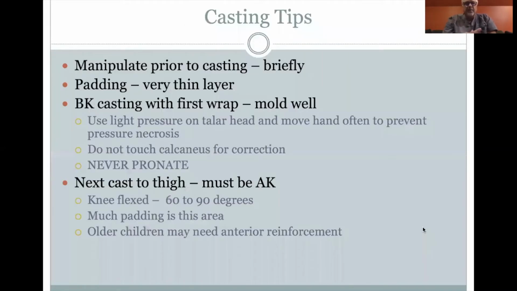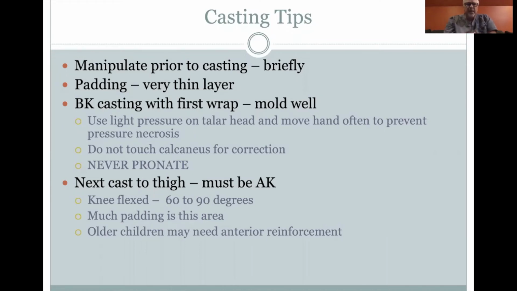Some casting tips: you want to manipulate prior to casting, just for a few minutes briefly, to loosen the tissue up. Use a very thin layer of padding, like I said. Below the knee casting with the first wrap, make sure you mold things very well. As you're pressing on the talar head, you want to go on it and off it, on it and off it. If you continue to push on the talar head the entire time, you're going to create an indentation in the cast, and that's going to cause a pressure sore over that area.